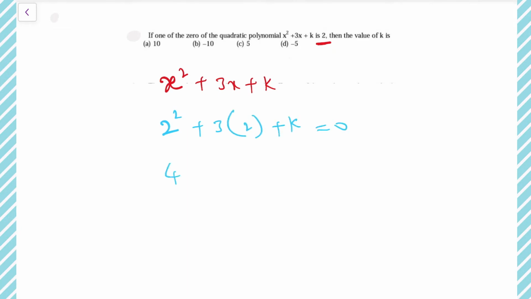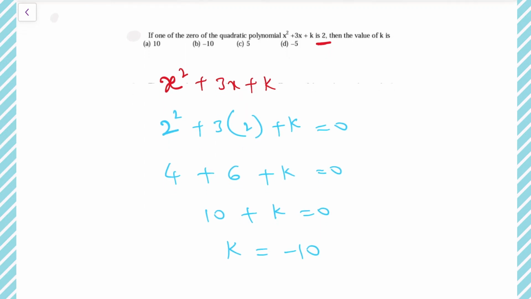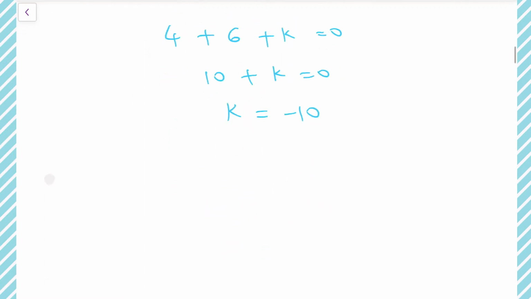Next, if one of the zeros of the quadratic polynomial x square plus 3x plus k is 2. So here x square plus 3x plus k is the given polynomial, and he is saying that one of the zeros is 2. So simply in the place of x we need to substitute 2. 2 square plus 3 into 2 plus k equals 0. 2 square is 4 plus 3 twos are 6 plus k is equal to 0. 4 plus 6 is 10 plus k is equal to 0. Take 10 to the right side, it will become minus 10. So the k value is minus 10. So option B.